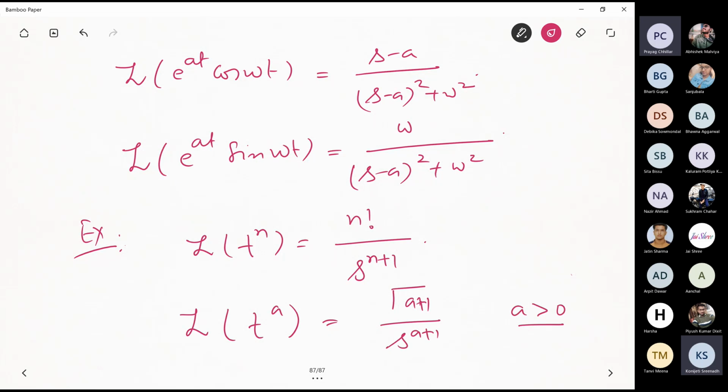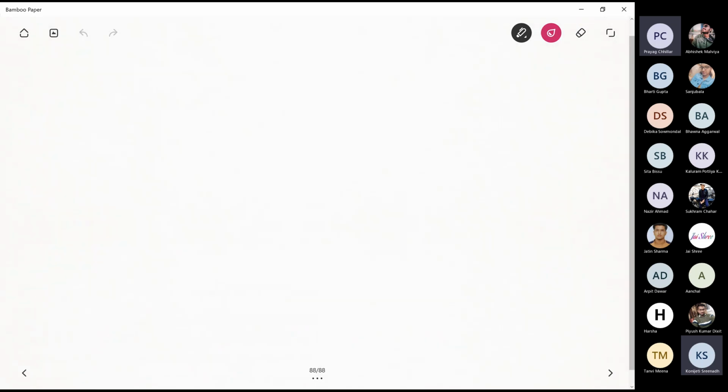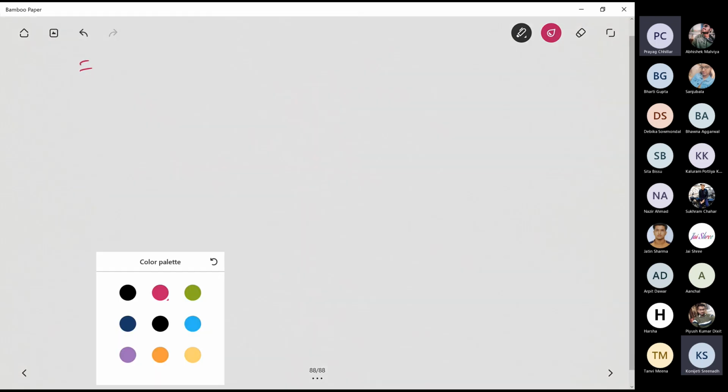Okay, so this is how we see that for basic functions, for simple exponential and trigonometric functions, the Laplace transform looks like. So the first thing is to look at generally how do we say that the Laplace transform exists for some function. Okay, so existence theorem.